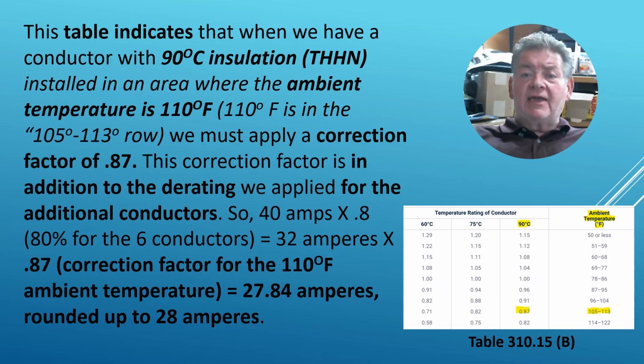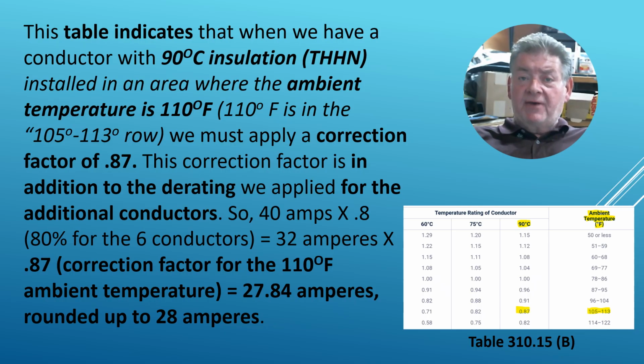So we slide our finger across that 105 to 113 row over to the 90 degrees C column, and that indicates that we have to apply an ambient temperature correction factor of 0.87. And again, that's in addition to the derating that we had to do for the additional wires in that pipe.